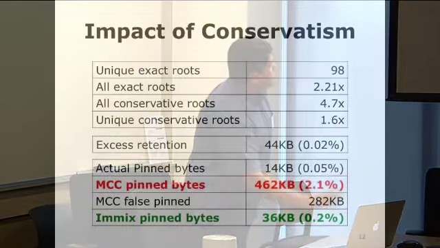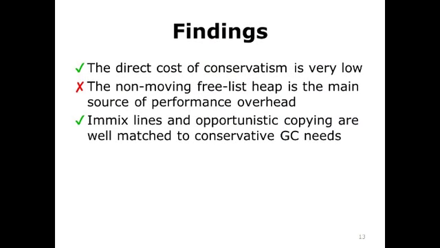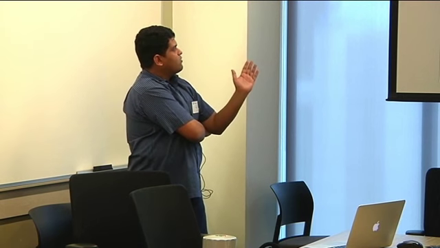So what are our findings? The direct cause of conservatism, which is excess retention or number of pinned objects, is very low, and the main reason behind the performance is the non-moving free list heap structure. This is not a good solution because a free list allocator suffers from bad locality, and also you have a very restrictive design in which you are not moving anything. Those two are not a good choice, and we find that Immix properties are very well matched to conservative GC needs.